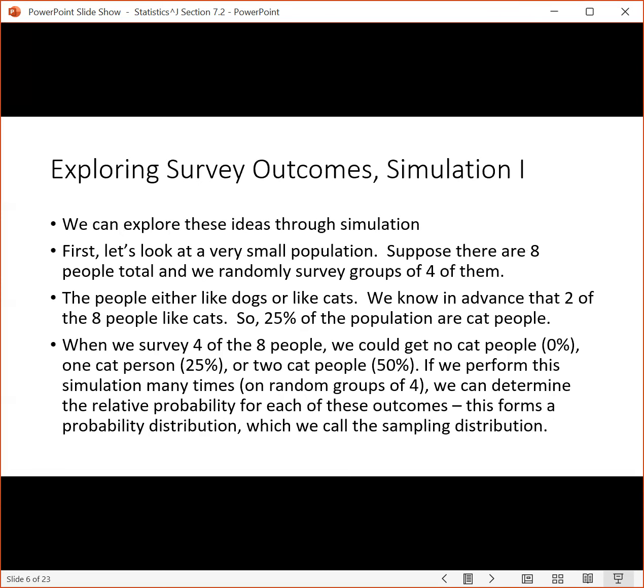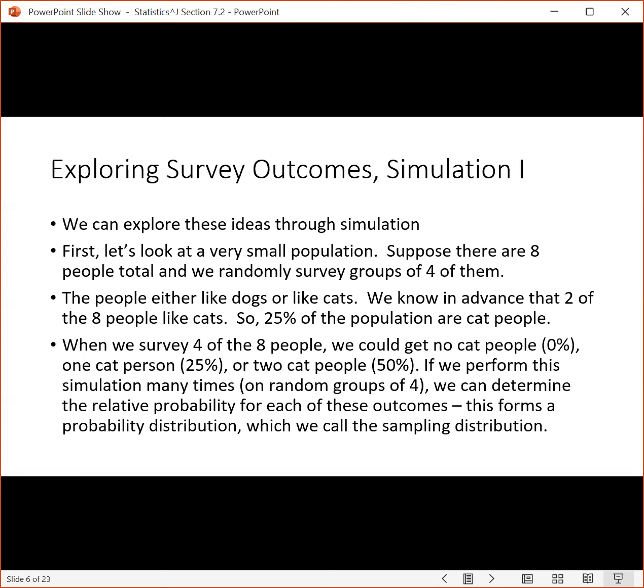We can explore these ideas through simulation. So first, let's look at a very small population. Suppose there are 8 people total, and we randomly survey groups of 4 of them. The people either like dogs or they like cats. We know in advance that 2 of the 8 people are cat people. So that means that 25% of the population are cat people, 2 out of the 8.